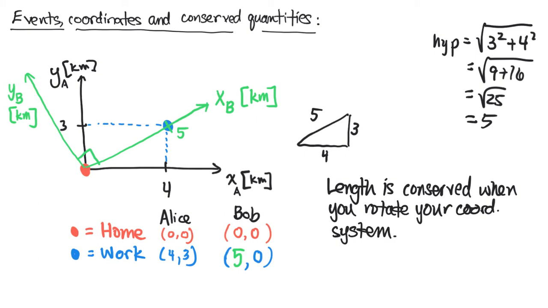So another way to say this is that we have an invariant quantity. Okay, and that is, in this case, the distance from home to work. Now, what we're going to see when we get deeper into special relativity is that length is no longer a conserved quantity when you change reference frames. We're going to see that the length of an object depends on the speed of that object in a given reference frame. Okay. However, what we're going to find is there are invariant quantities.